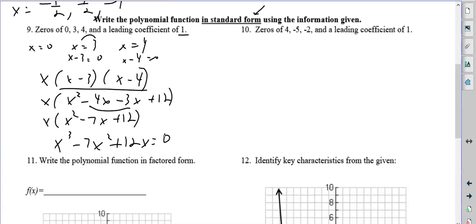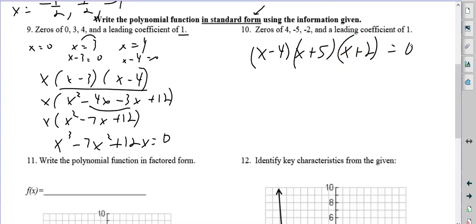All right, same idea here. Just going to skip ahead a little bit. 4 would give me x minus 4. Negative 5 would give me x plus 5. And negative 2 would give me x plus 2. Now I'm just going to multiply. I'm going to do these two first again because it's easier. Most people have it going left to right. So I'm going to have x minus 4 sitting out here, waiting.